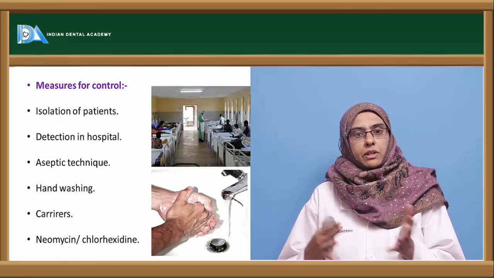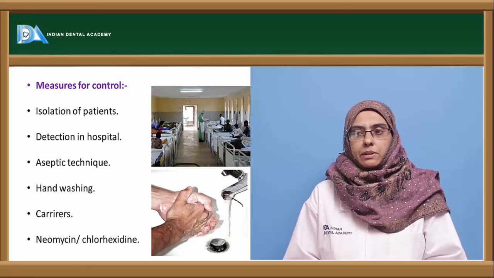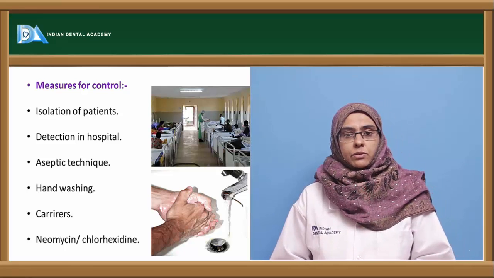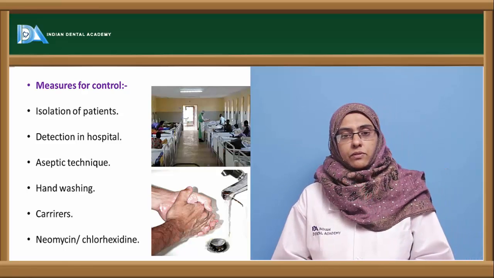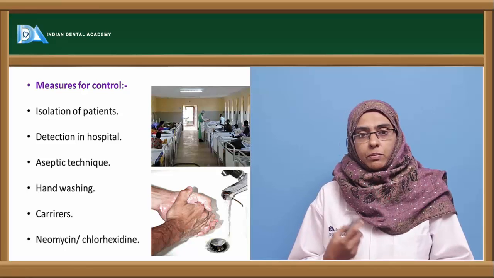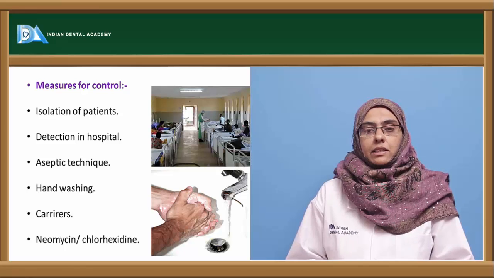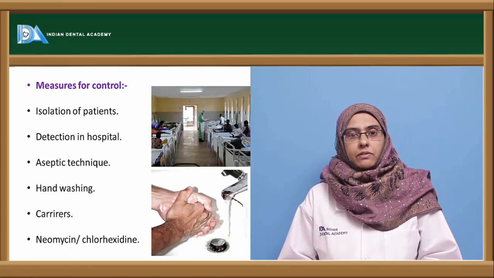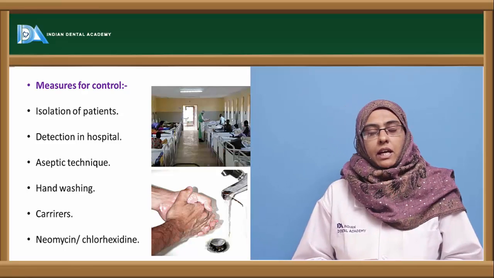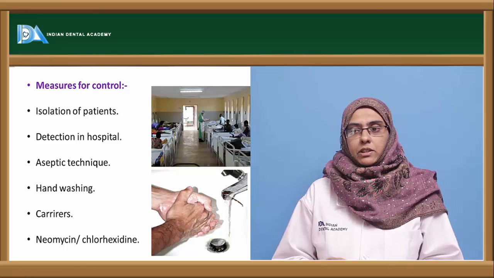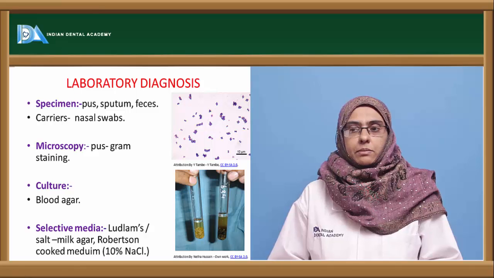So you have to detect them and you have to treat them separately and should not allow them to go for the work till the treatment has been completed. And aseptic techniques have to be very well taken care of in the operation theatre, because most of these organisms are involved in post-operative abscesses. So aseptic conditions have to be very well maintained in the operation theatres. Next, once the carrier has been identified, he has to be isolated and then treated with neomycin or chlorhexidine. Coming to the lab diagnosis, how can we identify this organism in the lab?